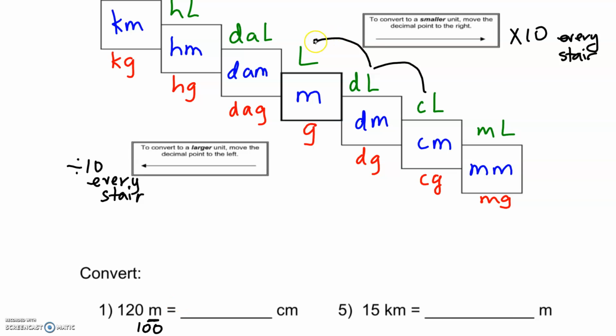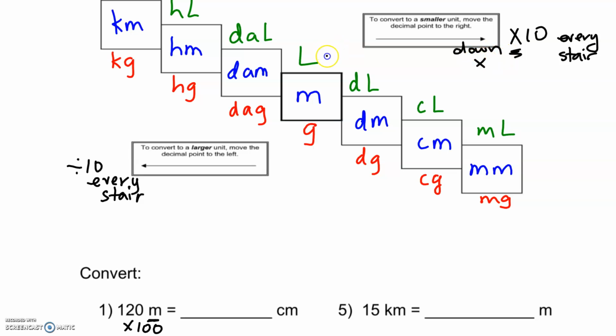And now I look at the direction I'm going. In this direction, which is down the staircase, that means I'm timesing. So I would times by 100. Okay, so let's just review that again, of where I got that times 100. I am going down the staircase. So if I go down, I know that I'm going to multiply.